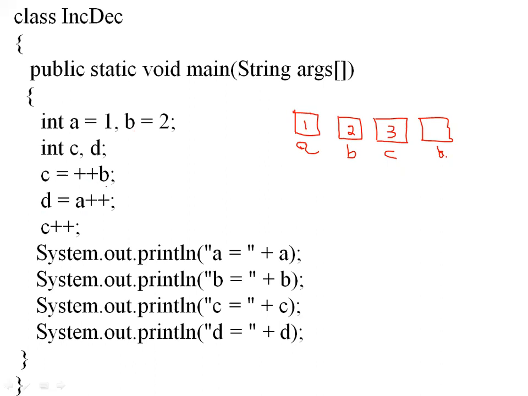Now you tell me, pre or post? In C is equal to plus plus B, that is pre increment, sir. Pre means first. So first we have to do the increment and then we have to assign. So first increment the B value. B plus 1 is 3. So B value becomes 3. Then that B value is assigned to C. So C value will also become 3. Right. Next statement.